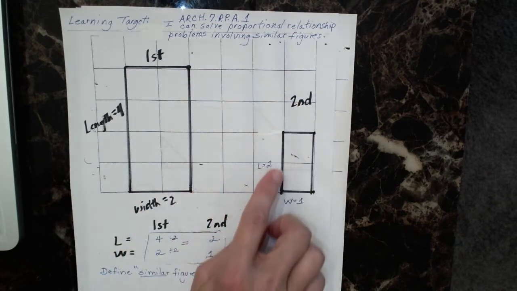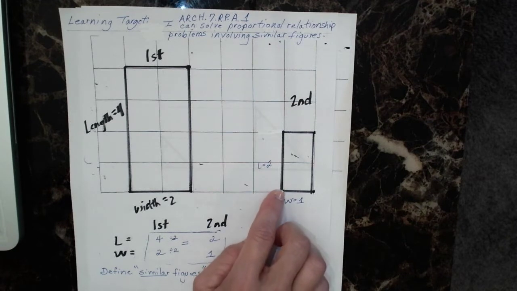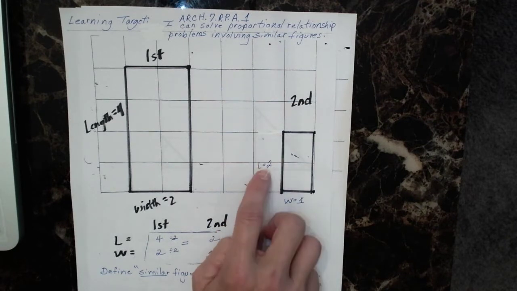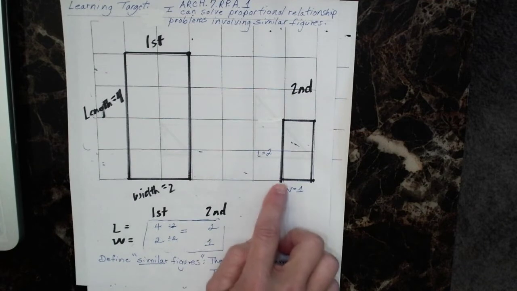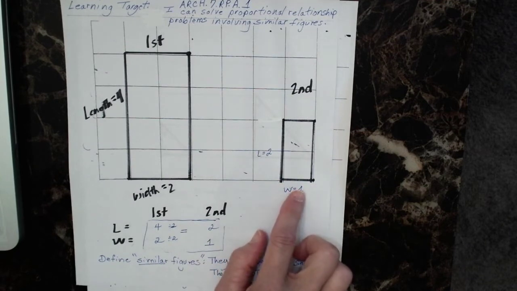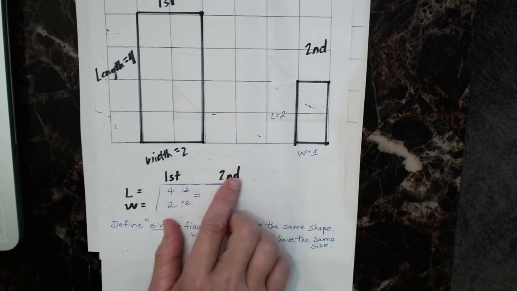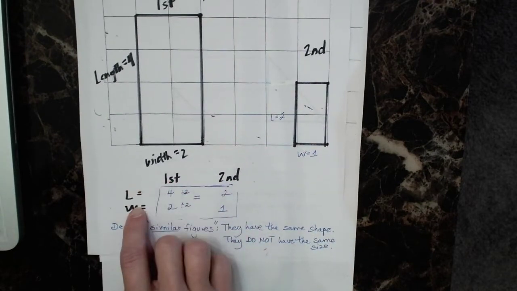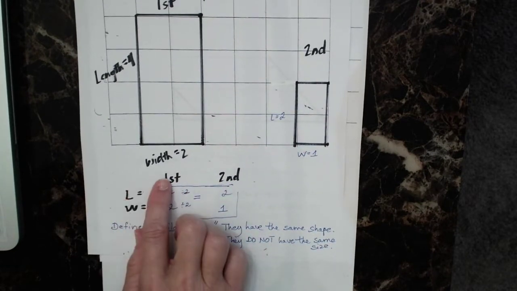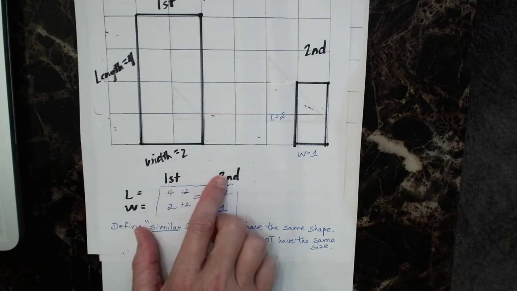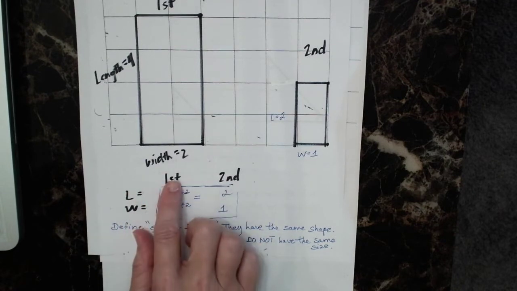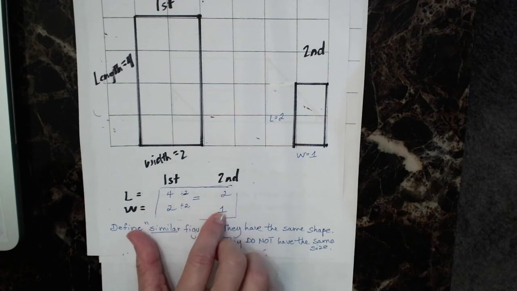The second rectangle, we see 1, 2, it has a length of 2 squares, and it has a width of 1 square. So when we make a little chart, we want to have the length of the first rectangle and the length of the second rectangle. We want the width of the first rectangle and the width of the second rectangle so that we can determine whether or not we have a proportion.